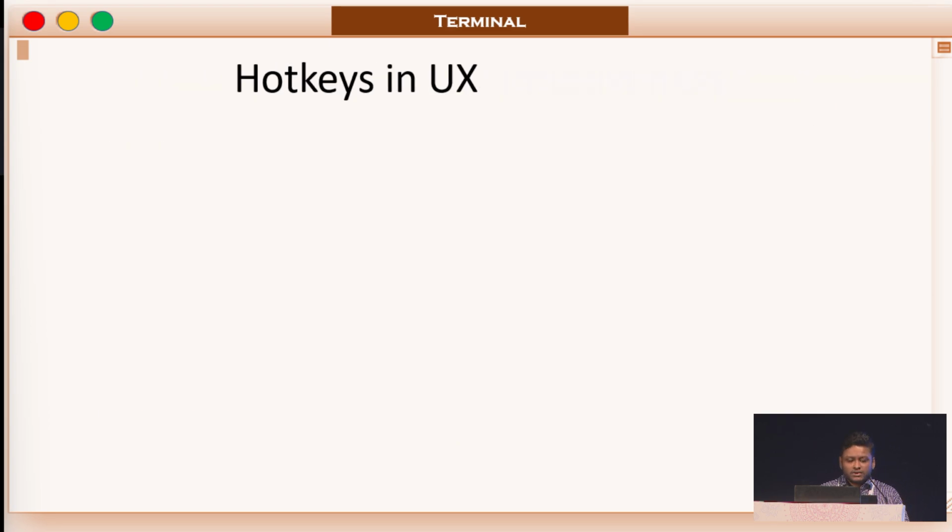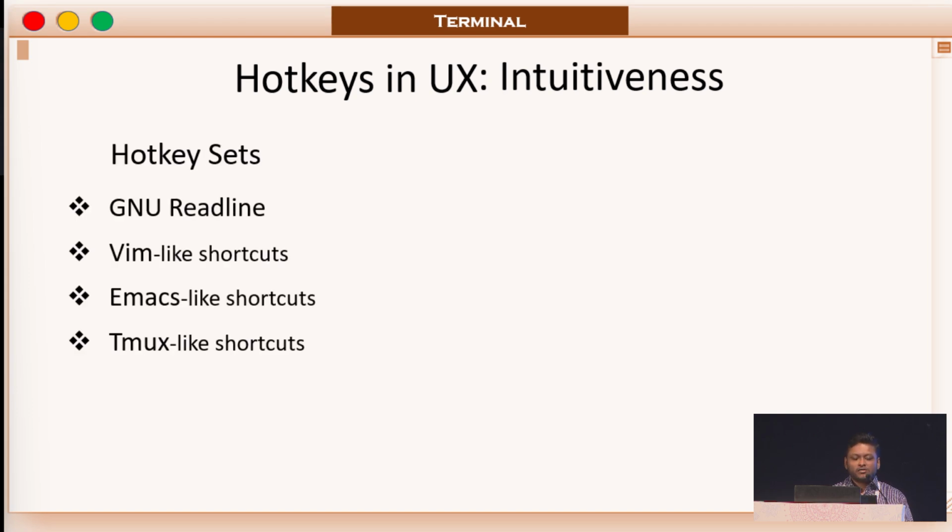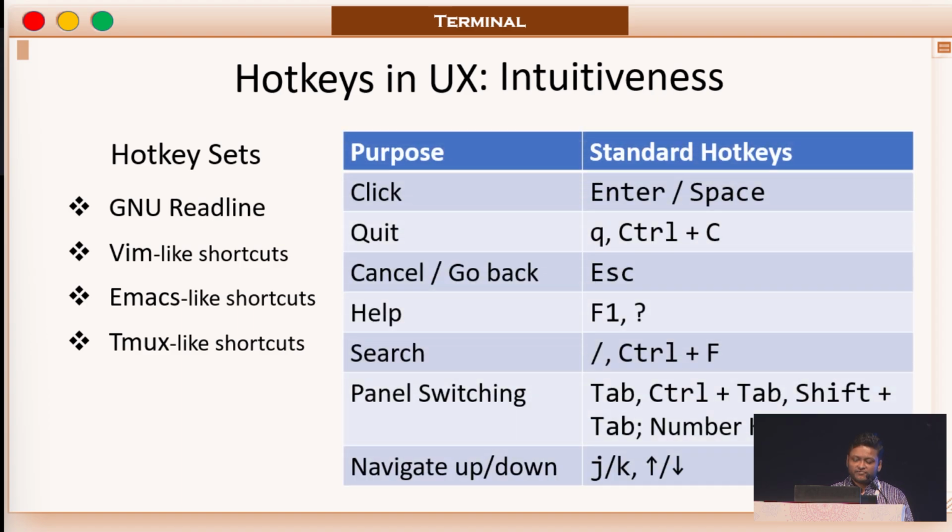Mapping. In this section, we'll be looking at how we can improve the user experience of hotkey onboarding. First off, intuitiveness. Users must find the app to be just like all the other apps that they're used to. This involves using well-known hotkey sets like the GNU Readline hotkeys, editor sets like the Vim and Emacs shortcuts, and using standard hotkeys for common operations like clicking, quitting, help, searching, navigation, etc. also helps.